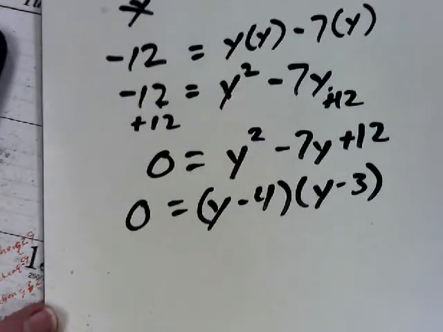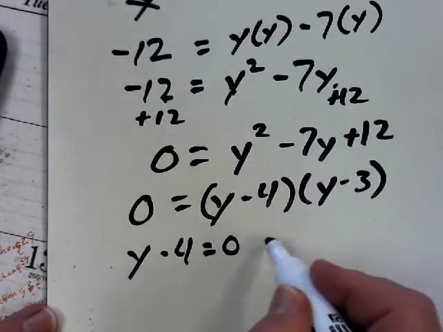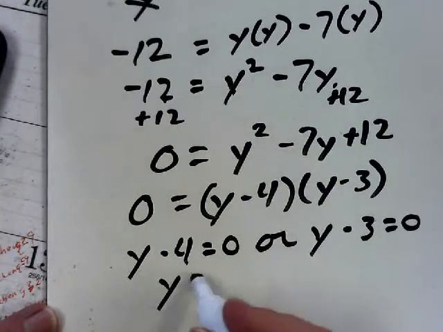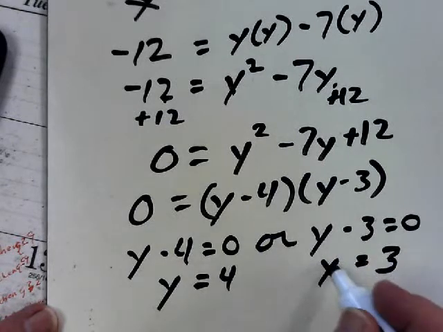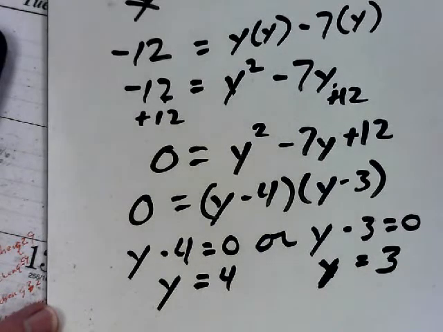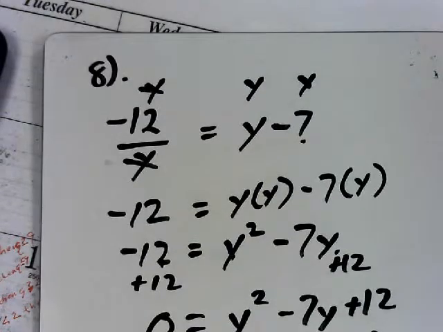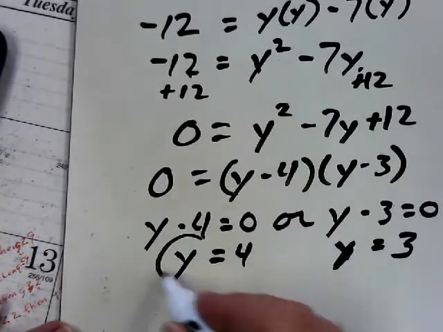So you set them up equal to 0: y minus 4 equals 0, or y minus 3 equals 0. y equals 4, y equals 3. Exactly right. Can I take the 4 and the 3 and put it back into the original and end up with no denominator of 0? Yep. So, 4 or 3 work.